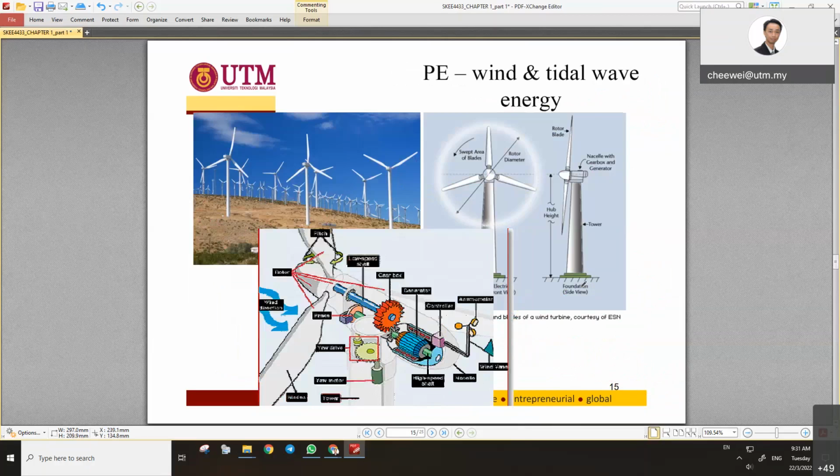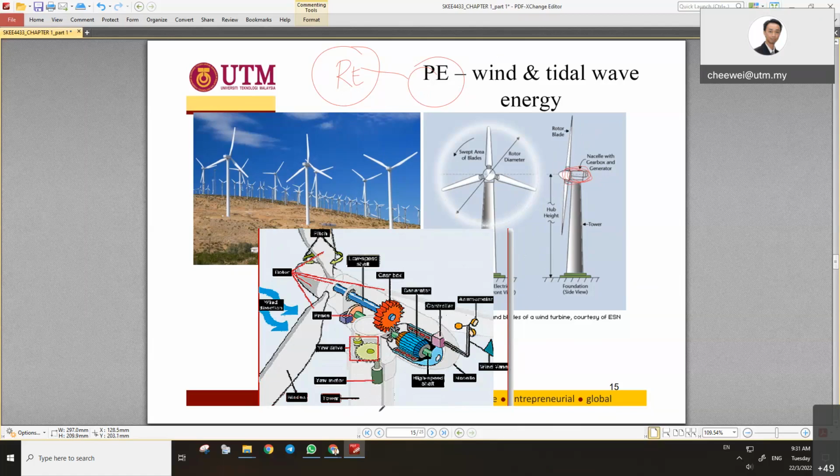Okay, there are a lot more in wind. As I said just now, in power electronics, you cannot run away from RE. RE stands for renewable energy. In most renewable energy, because of their natural characteristics, power electronics is required. If you look at the nacelle, this is the nacelle of the three-blade wind turbine. This is horizontal axis, a horizontal axis wind turbine.